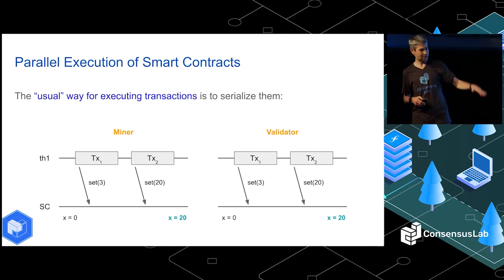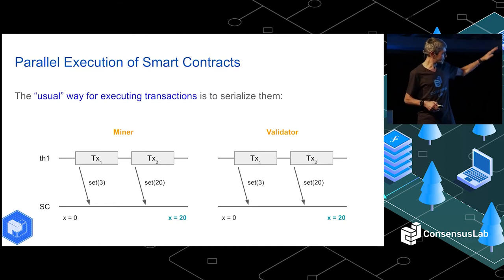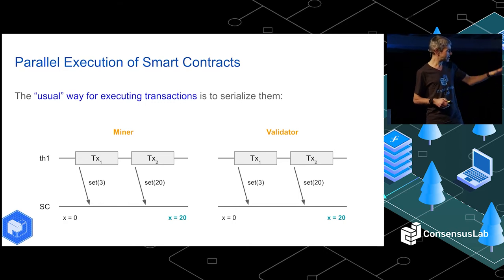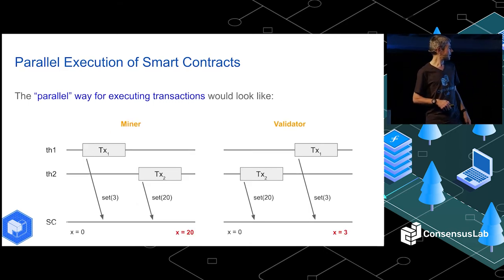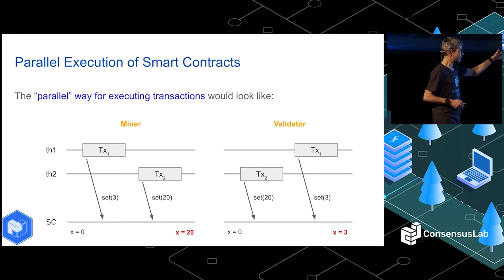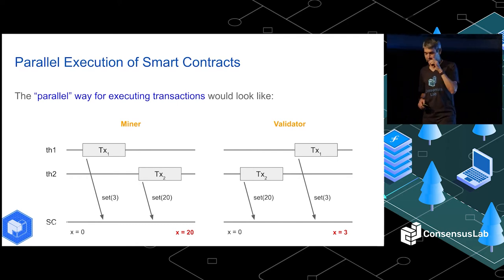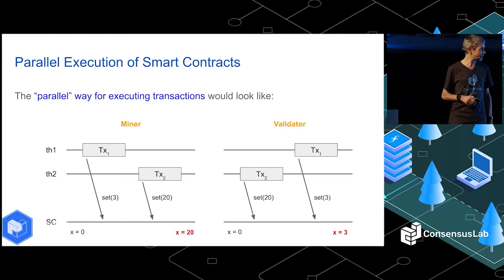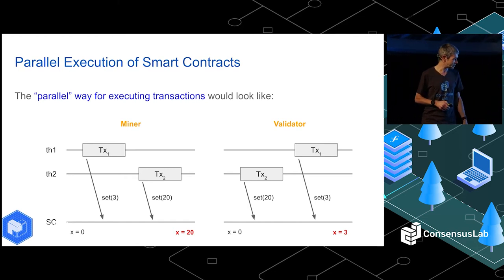This is what you see at the bottom of this figure, where you see that X initially equals 0, and then at the end of these two transactions, X is equal to 20. And the idea would be to execute those transactions in parallel, both at the miner and the validators, and so leveraging multiple threads that are available on modern multi-core machines. The problem that you observe on that picture is that now X is no longer the same at the miner and at the one validator that is displayed on that picture.